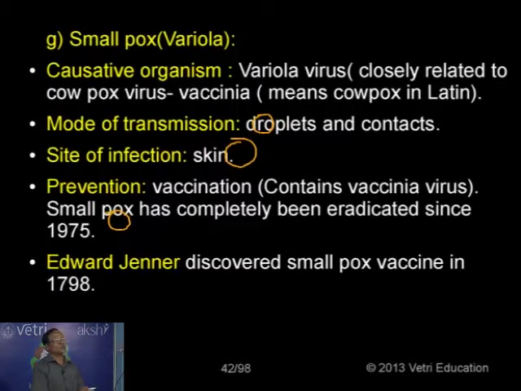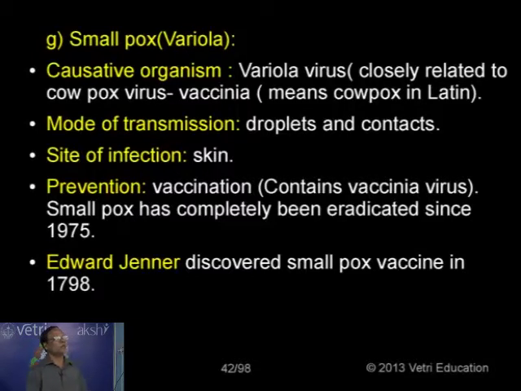Now, chickenpox is prevalent and present in different parts of the world, but there is no smallpox at present. It has since been eradicated, in other words, since 1975. So there are no chances of smallpox anywhere in the world. It has been completely eradicated because of the vaccination or immunization program. Now, what is a causative organism?